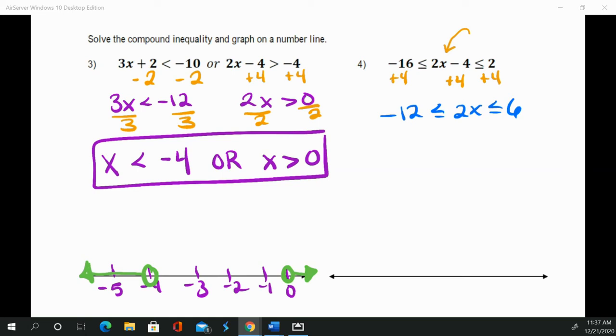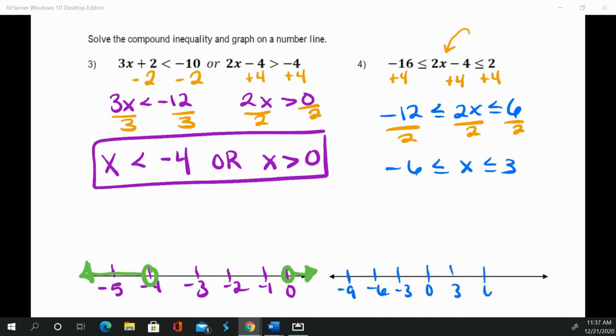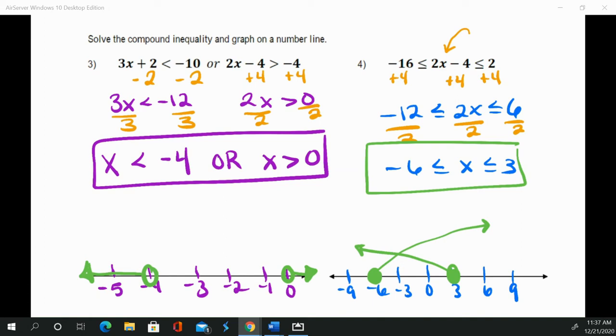Then in the middle, we're multiplying x by 2, so we're going to divide all 3 parts by 2. So x needs to be greater than or equal to -6 and less than or equal to 3. So the shading for this compound inequality is where those two shadings overlap. So we're going to shade in between -6 and 3.